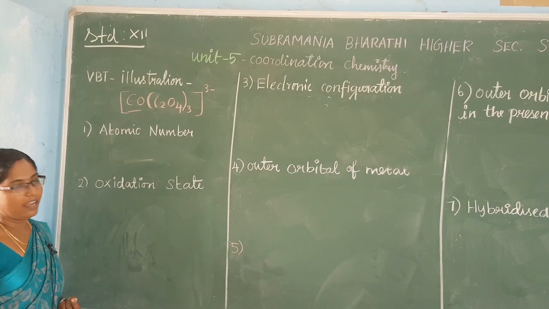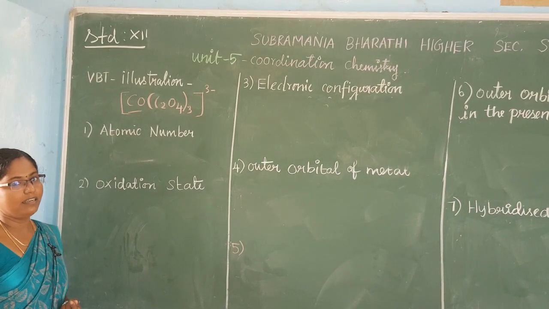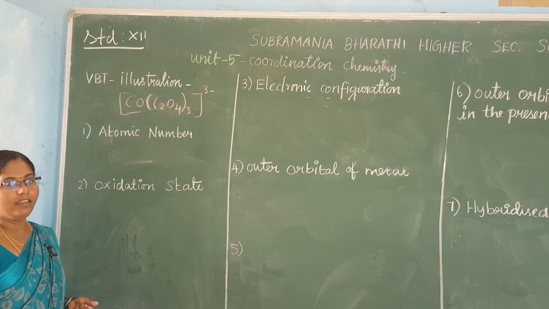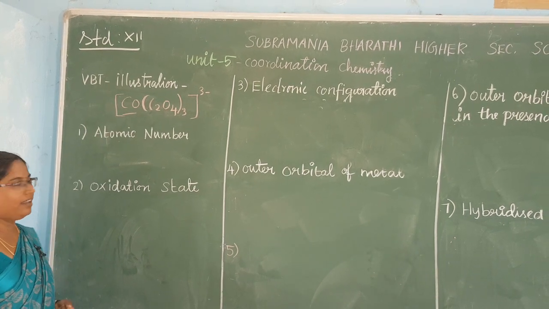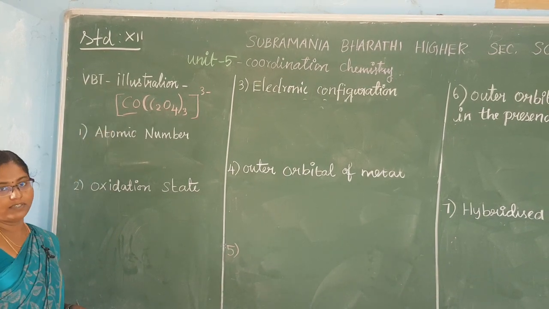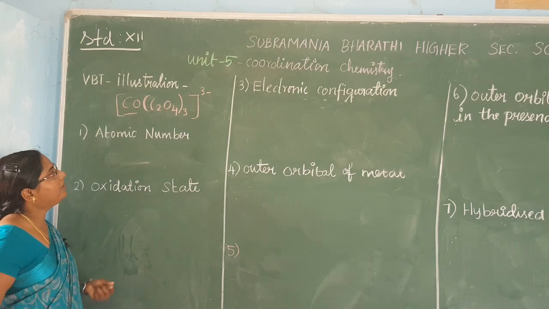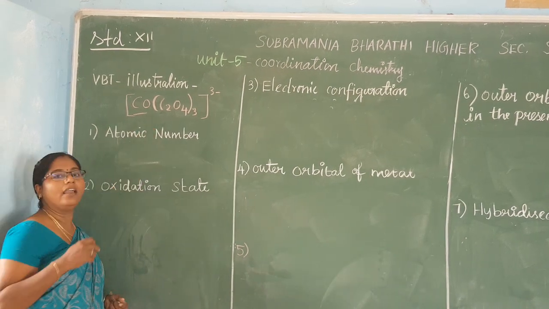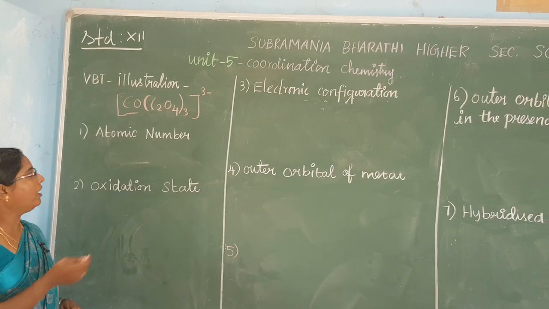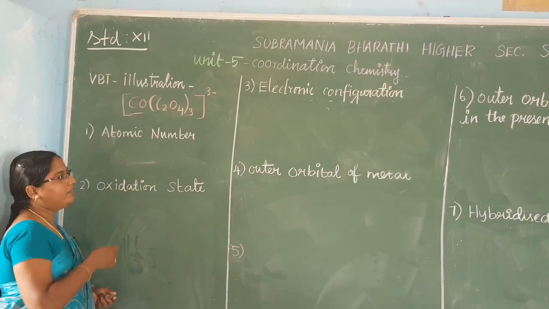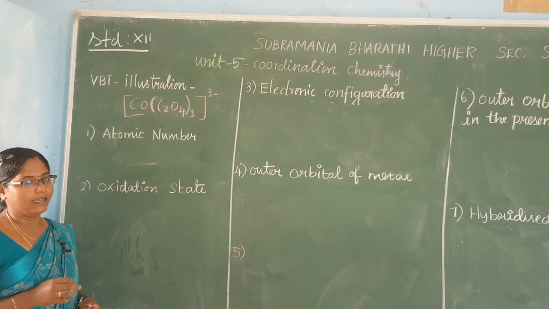In this session I am going to teach you the book back question. We have already seen the examples for valence bond theory. It is the 23rd question in your book back. What are they asking? They are asking us to find out the nature of bonding in this complex. For that I am going to do all these steps.